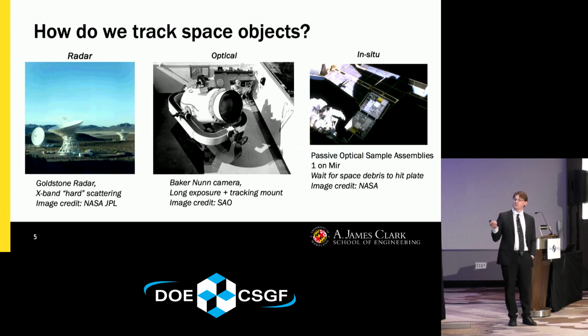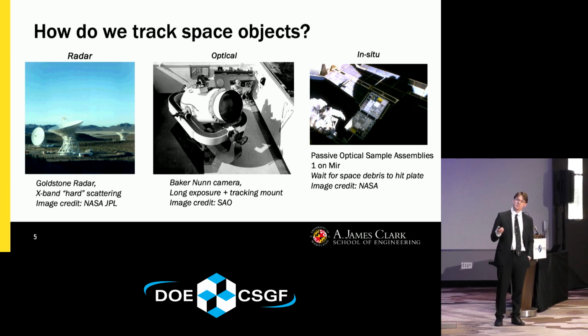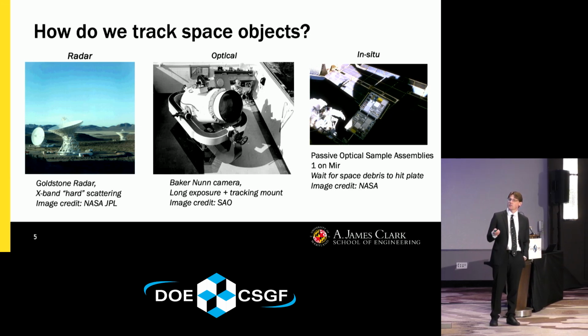These are the ways that traditionally people have tracked space debris. So we use big radar stations like Goldstone, or these Baker-Nunn cameras, which are telescopes that are specially designed for tracking objects in space. And for debris in particular, one of the most successful ways of mapping it is actually just putting experimental plates on the end of space stations and then counting how many times they get hit. And that's how a lot of the debris population density is inferred.